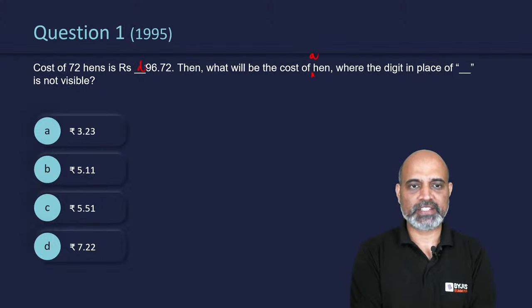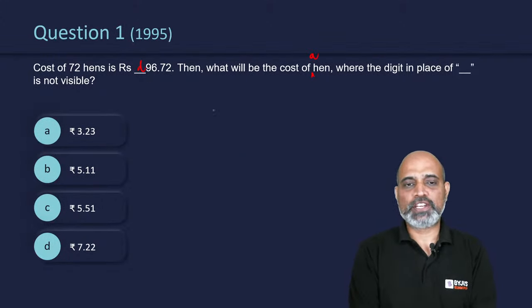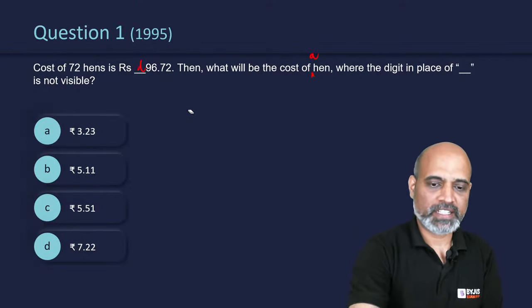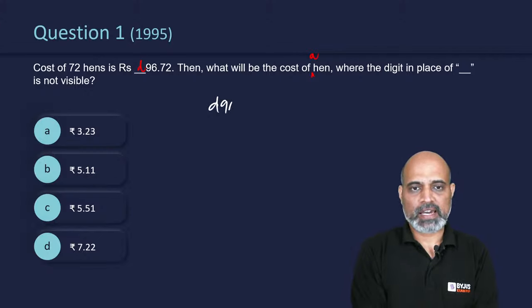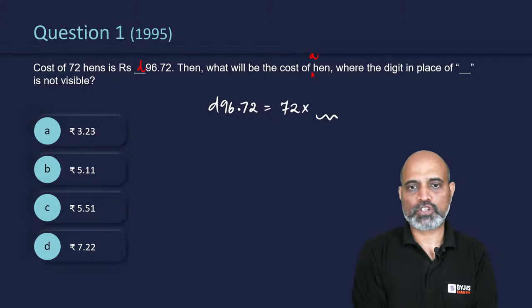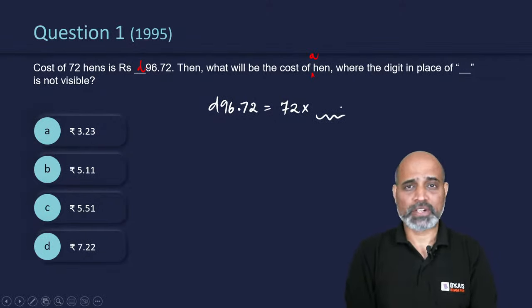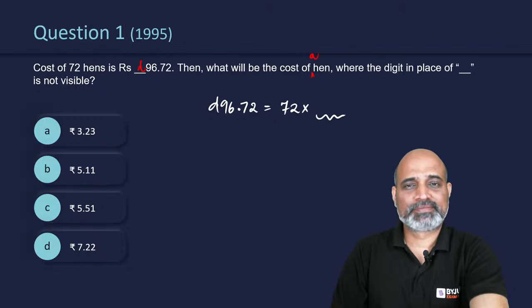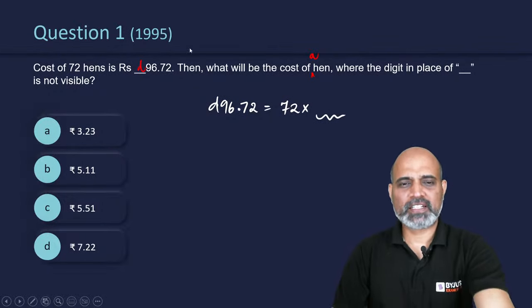So, there is a digit here. We need to find out what digit. 96.72 is equal to 72 into which of the given options, right? That's exactly what we need to find out. So what do you guys think it should be? How to get it? Let's multiply. I hope that will give us the answer.